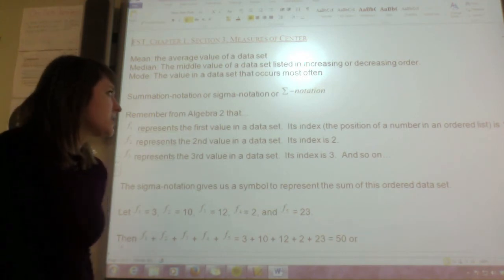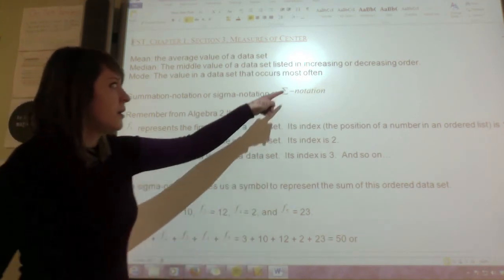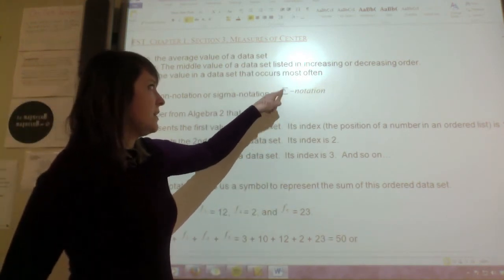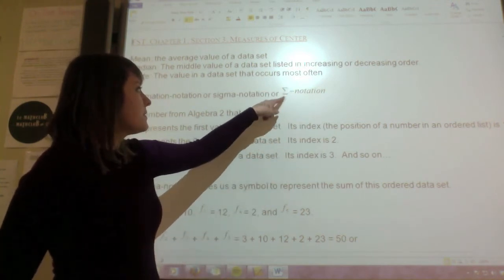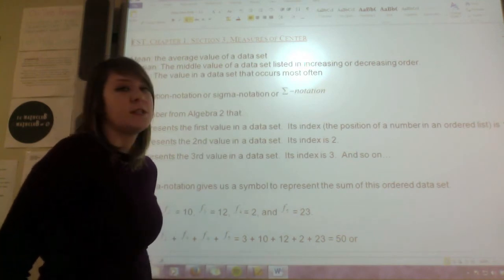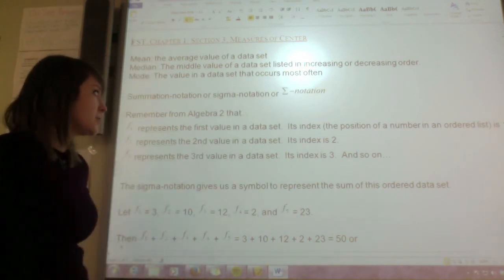Alright, summation notation or sigma notation is written with this little E sign here. That stands for capital sigma. And this value here basically stands for a sum, which is why it's called summation notation.